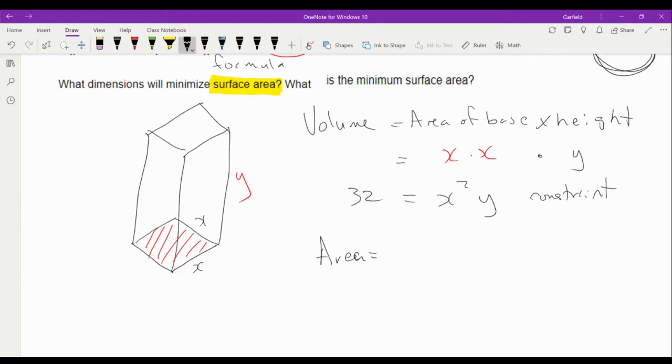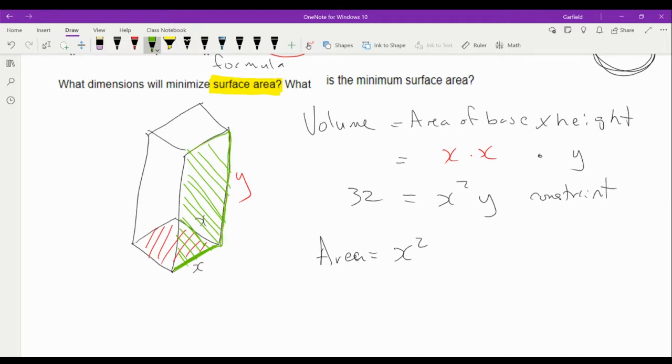X squared. We just said that, right? How about one of the sides of the box? Let's say this one. What is the area of this region in green? One side doesn't give us an area, the side is a rectangle. How do we find the area of that? X times y, because the bottom is x, right, and the height.